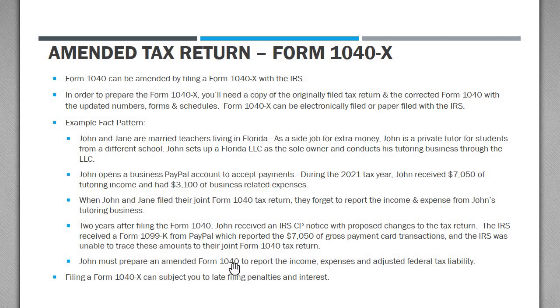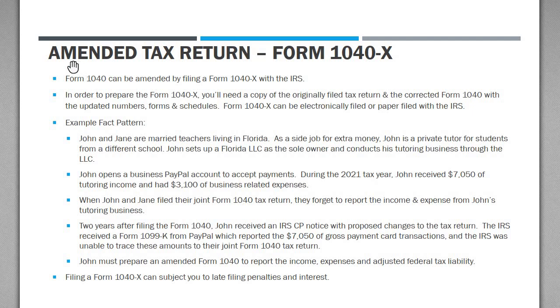So John decides he's going to go ahead and prepare an amended 1040 to report the income and the expense and pay whatever extra taxes owed. Now, to be very clear, filing a Form 1040X, even if you're correcting things and you owe some tax, it can very likely subject you to late filing penalties and interest, right? If you owed money, you basically owed money to the IRS for a 2-year period, they're going to penalize you and they're going to subject that payment to interest. So I always recommend consulting with a tax attorney or a CPA to assist with these filings because sometimes the penalties can be huge. So you want to be very careful.